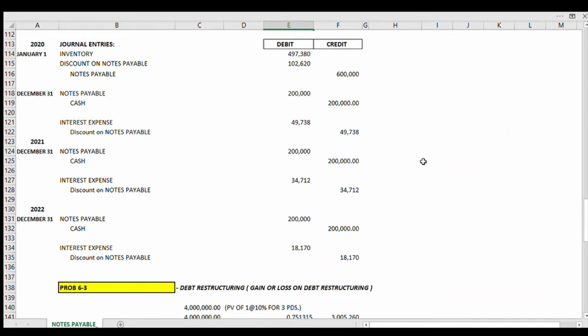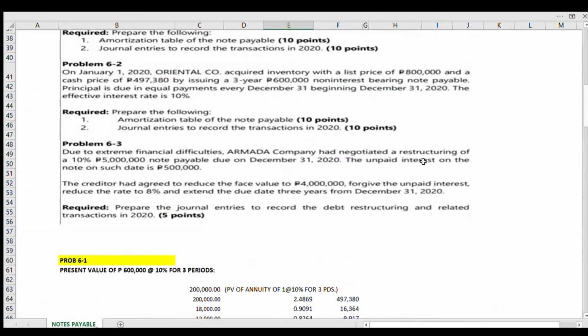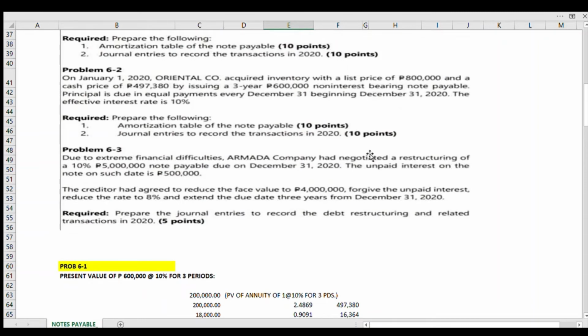Okay. So, let's go to problem number 3. This is a quite different type of problem kasi dito na yung ating tinatawag na debt restructuring. So, for this problem, I will be giving you a technique on how to account for the debt restructuring of notes payable.